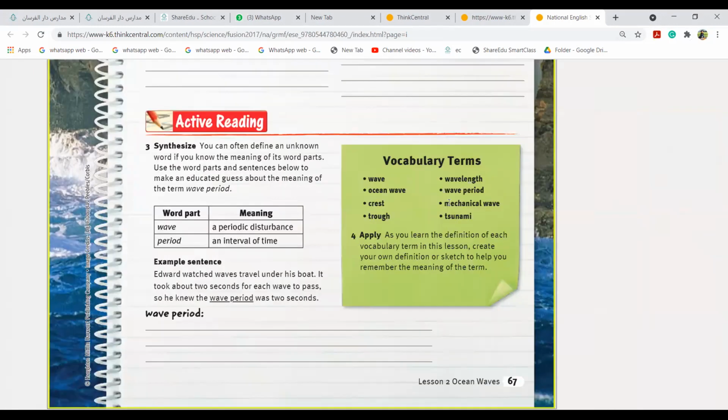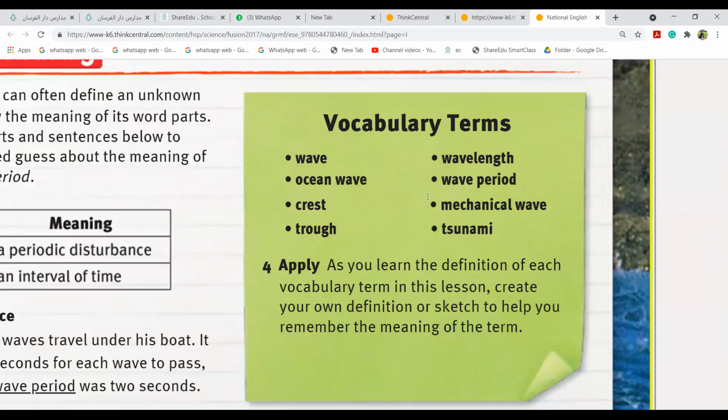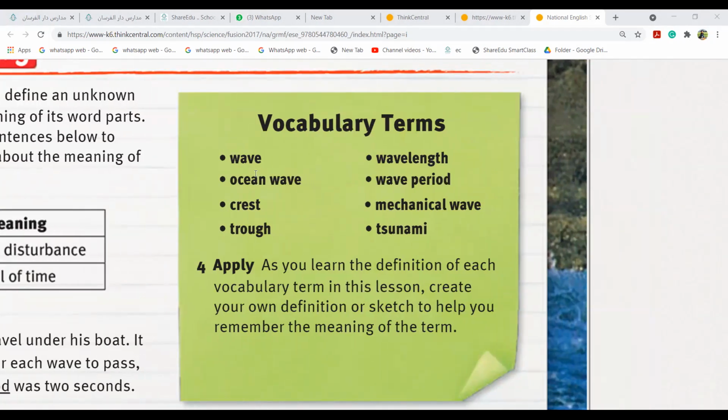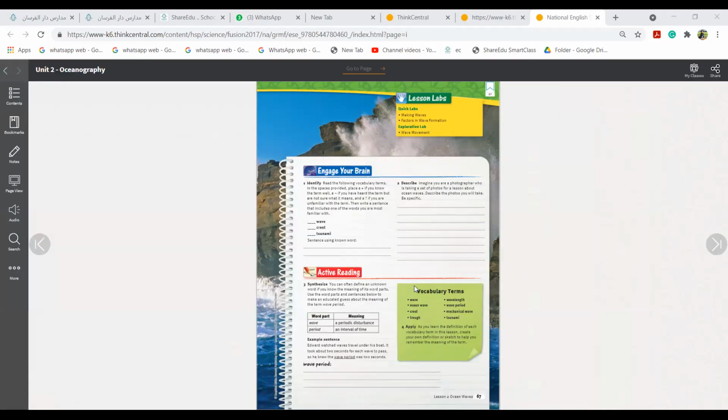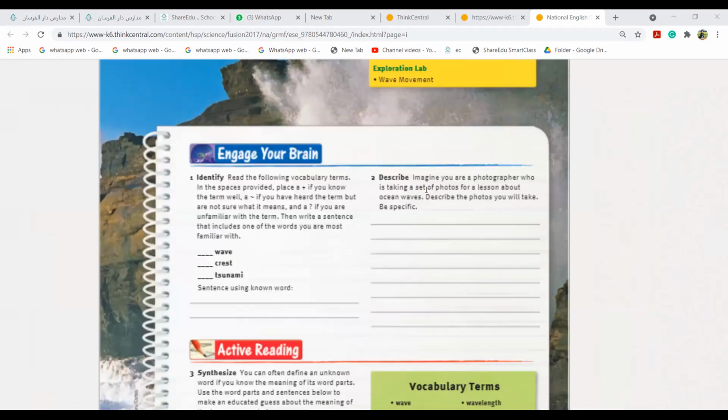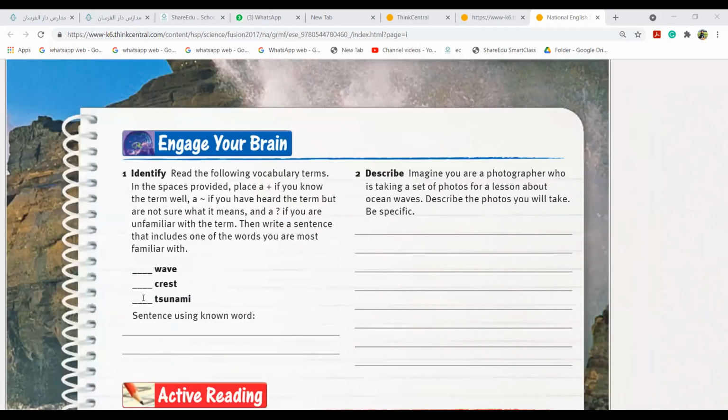Now here with the vocabulary terms, Zishan, please read out the vocabulary terms. Wave, ocean wave, crest, trough, wavelength, wave period, mechanical wave, tsunami. So read the vocabulary terms in the spaces provided. A plus if you know, and if you don't know.